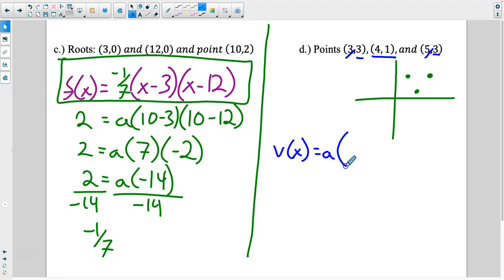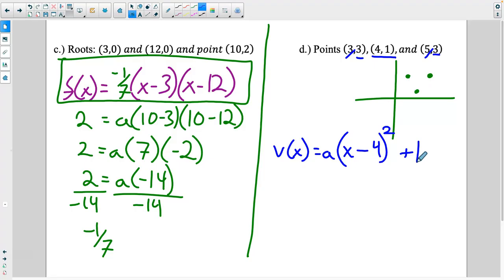Don't know what A is yet. I'm going to have x, what sign do I use? Yeah, I saw a few people saying it. So minus 4, and then I'm going to have plus 1.